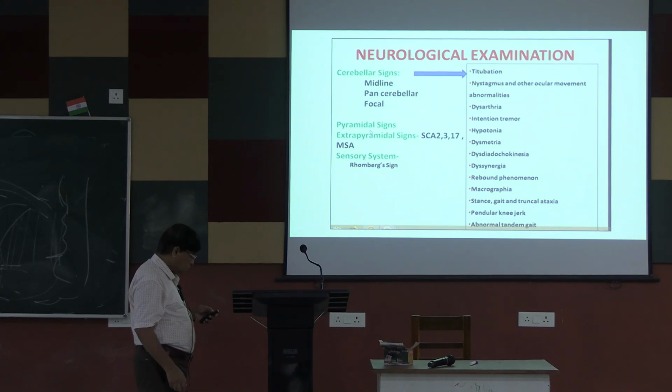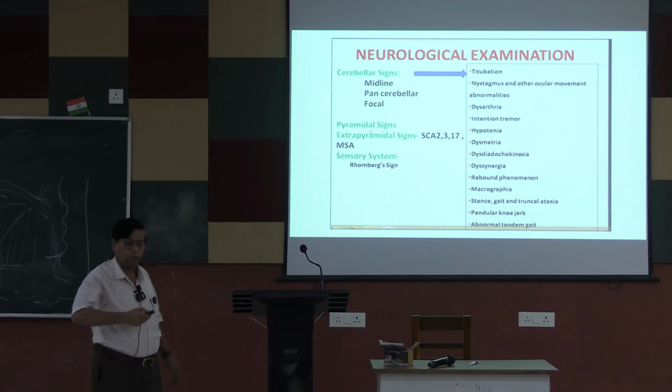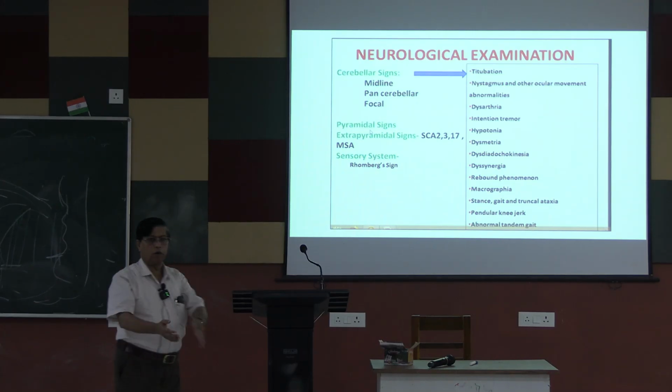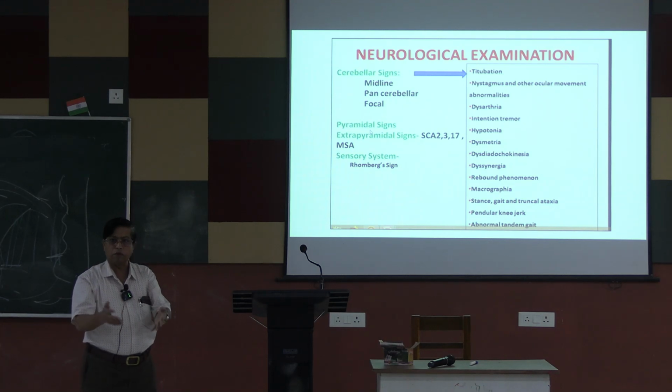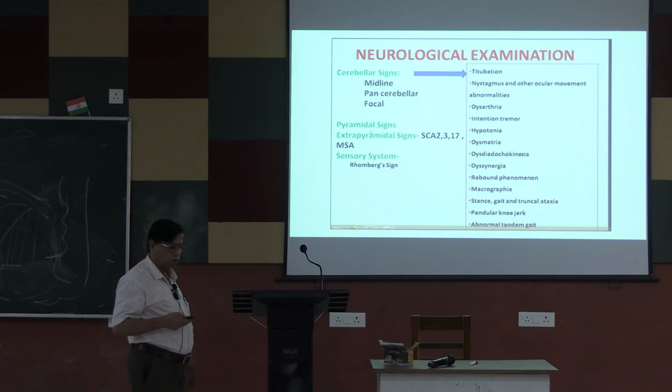Dysmetria means the patient cannot localize. If you ask the patient to touch his nose, he cannot touch his nose; he overshoots the object. That is dysmetria. Then there is dysdiadochokinesia. If you ask the patient to do alternate movements, the patient cannot do them, and the movement becomes clumsy. This is called dysdiadochokinesia. Dyssynergia and others are there, but these are the cerebellar signs in a clinical neurological examination. You should remember them.